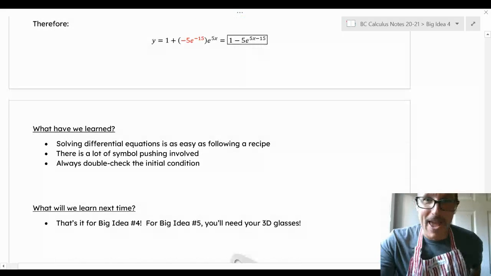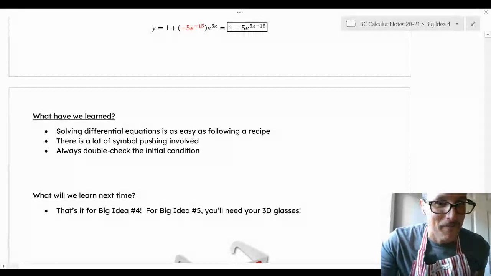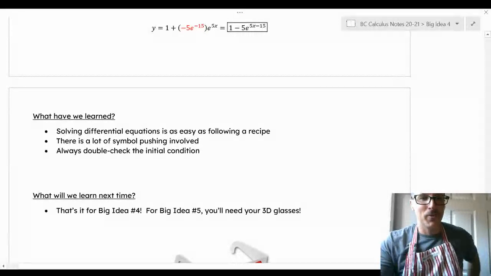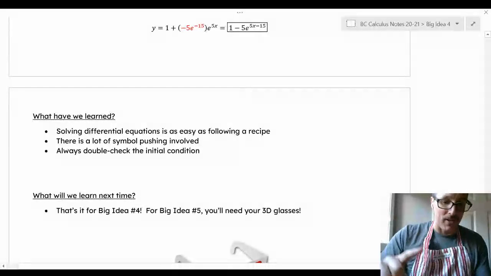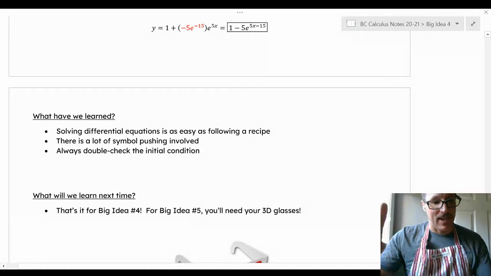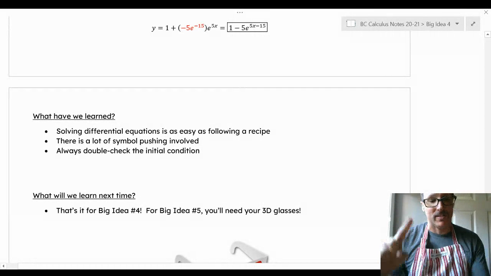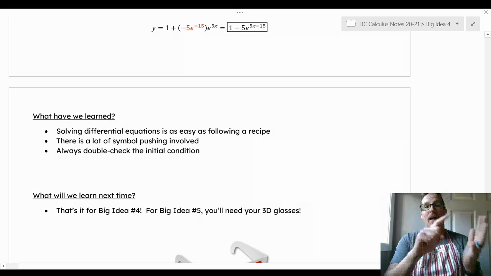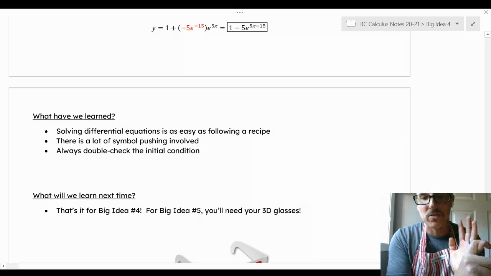All right. That does it for big idea 4. You've learned how to do a slope field and how to do Euler's method and what the heck logistic growth is. And now you know the coup de grace, how to solve a differential equation using calculus.